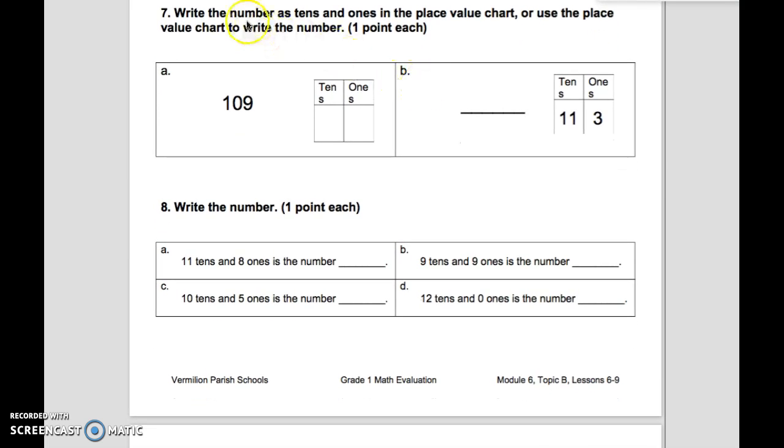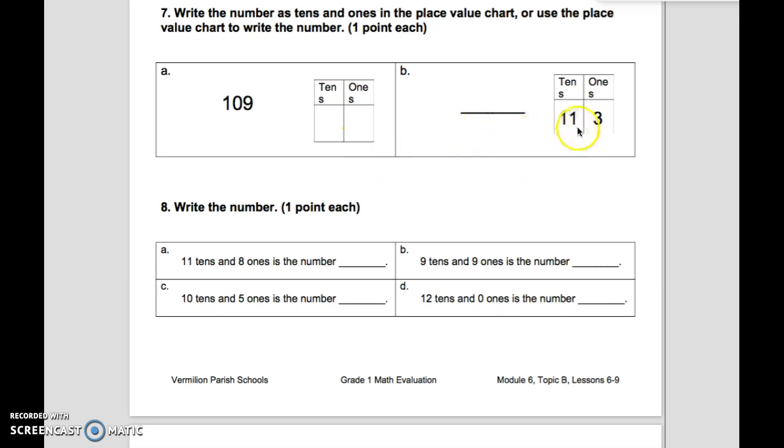Number 7, write the number as tens and ones in the place value chart, or use the place value chart to write the number. So A, they gave you the number 109. Fill in the place value chart. How many tens are in that number? How many ones are in that number? If you need to use cubes or draw a picture on your whiteboard and marker to help you figure it out, go ahead and do that, but do not guess.